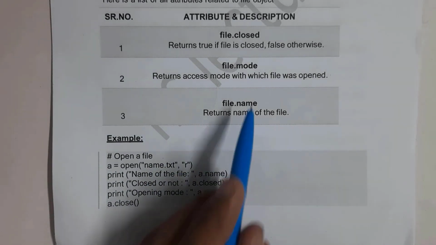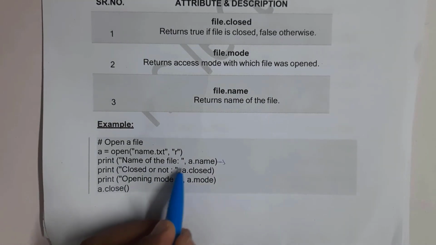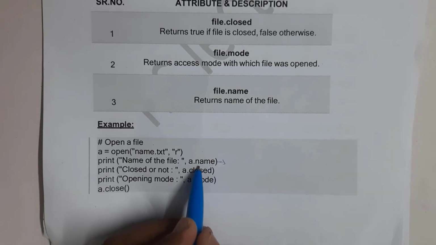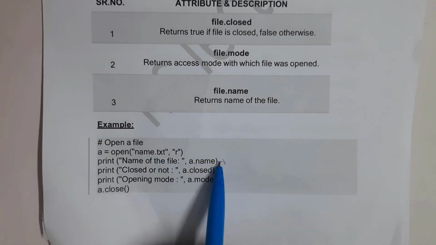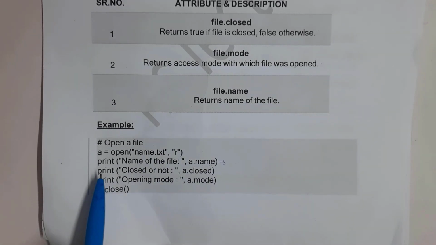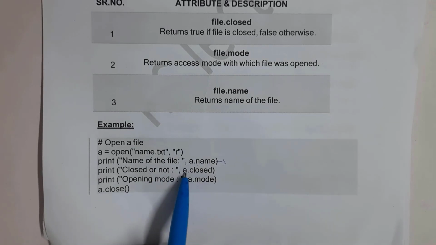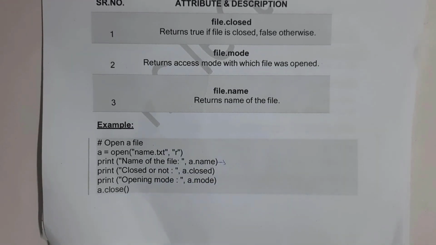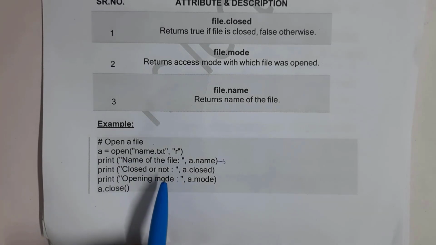I am applying these three attributes. So just write here print, in double quotations I wrote name of the file, comma, a.name, where the a.name attribute will display the file name. My file name is name.txt. So I will get output name.txt, and similarly I wrote print closed or not in double quotations, comma, a.closed. If the file is closed, then it will display true. If the file is not closed, it will display false. Here I opened the file, but I did not close this file, so it will display output false.